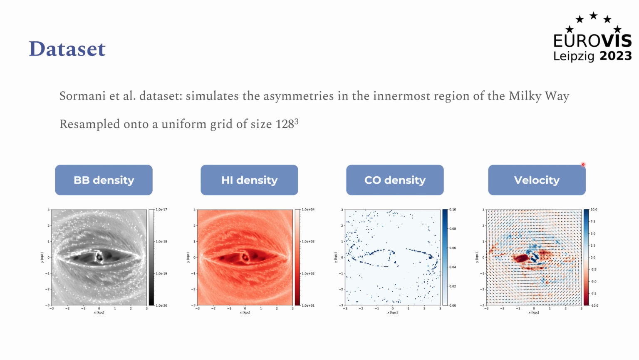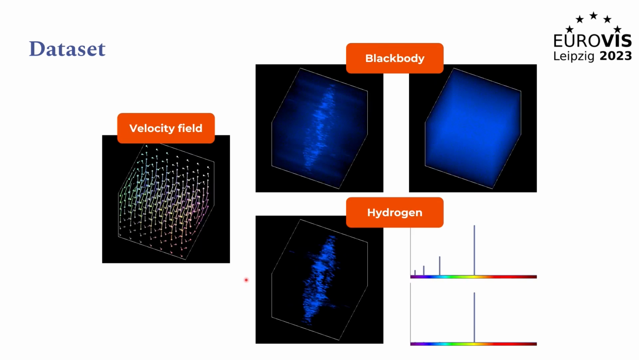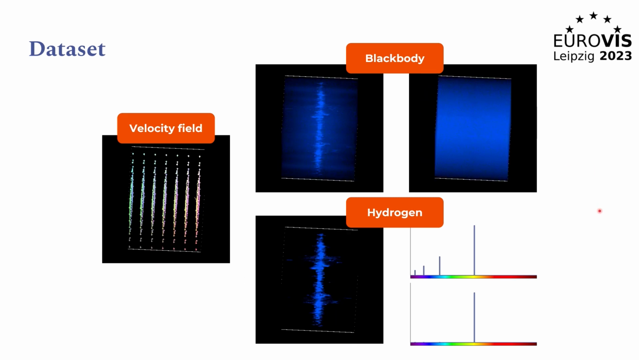We used the Sormani dataset, which simulates the asymmetries in the innermost region of the Milky Way, and we resampled it into a uniform grid of size 128. You can see here the black body density, the hydrogen density, the carbon densities, and of course the underlying velocity field. Here's how the dataset looked in our renderer.